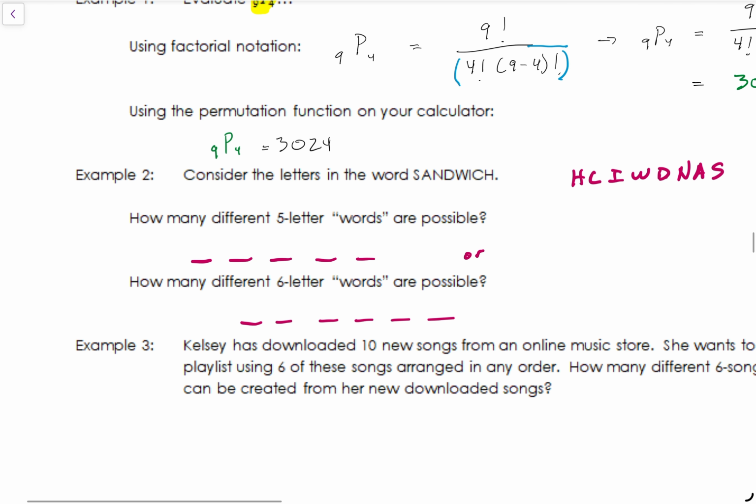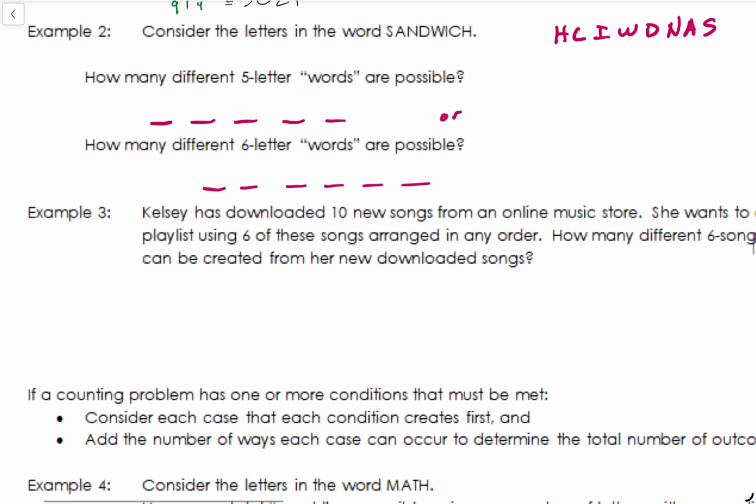So let me look at example number 2. Consider the letters in the word sandwich. Instantly, what I did is I just wrote sandwich backwards. I looked for letters that repeat, and there were no matching letters that repeat. So in other words, all the objects are distinguishable. How many different 5-letter words are possible? Now these are mathematical words. We're just going to put 5 different letters together.